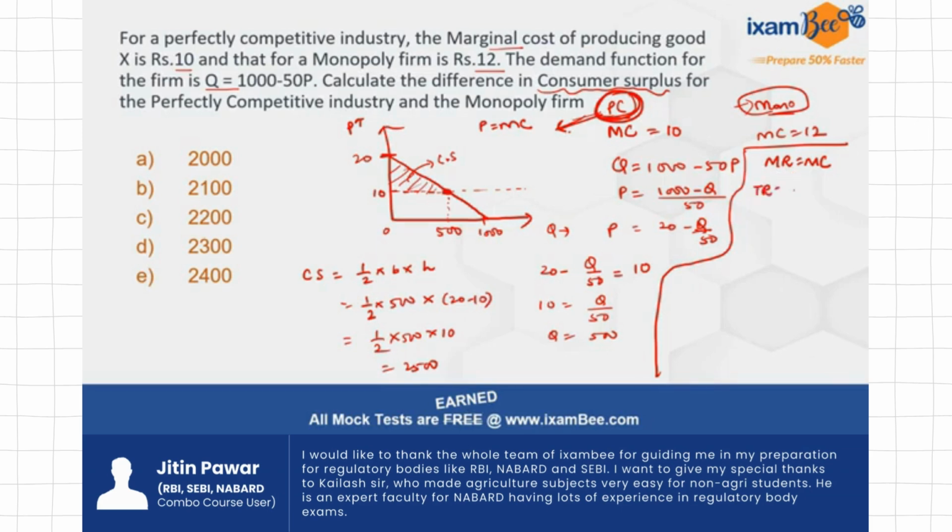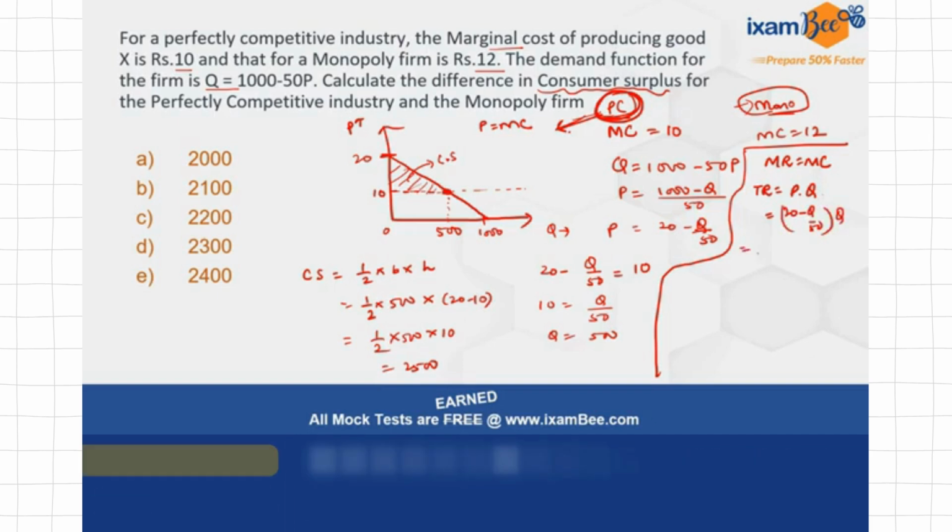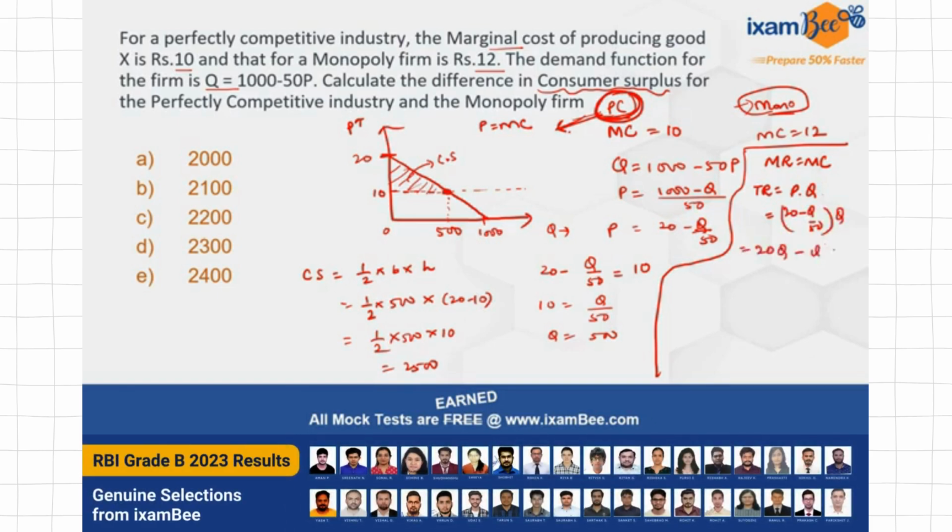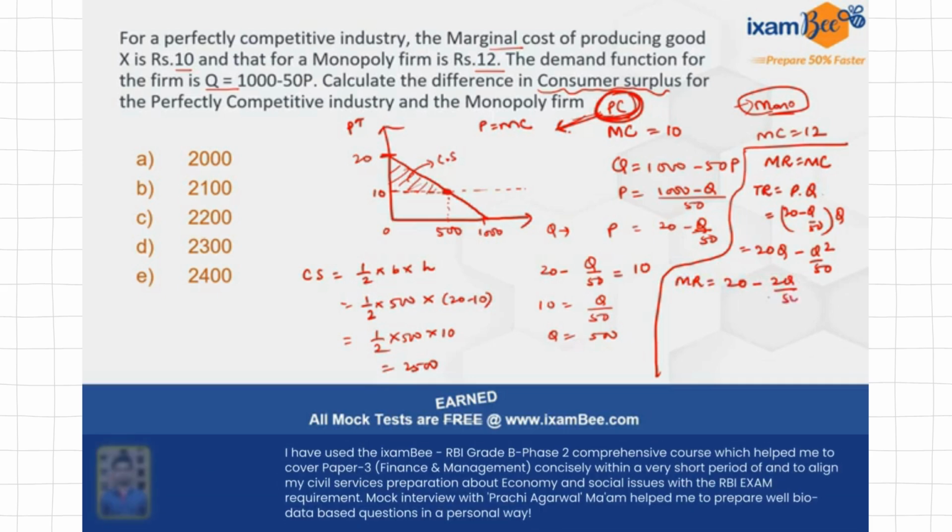So what would be total revenue? Total revenue is price times quantity. What is price? 20 minus Q by 50. This is my price times quantity. So I have total revenue to be equal to 20Q minus Q square upon 50. Right? Now marginal revenue is going to be 20 minus 2Q by 50. Right? So this is going to be 20 minus Q upon 25.